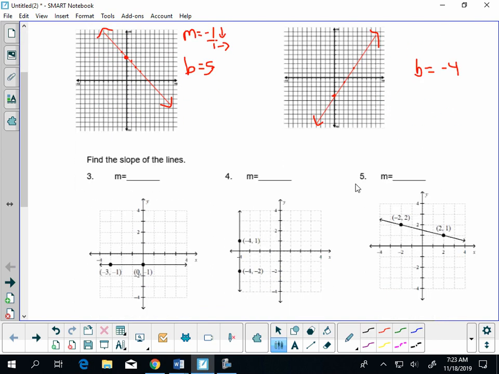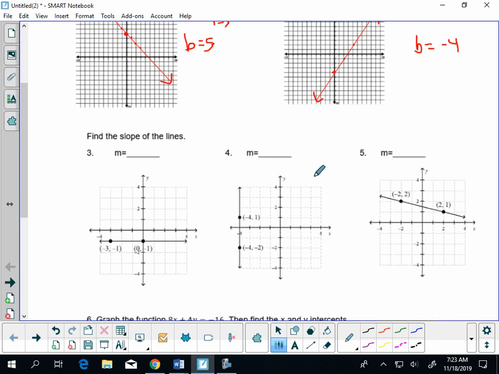All right, on number 3, there's a couple different ways that you could approach this. You could do your y2 minus y1. Actually, let's just do that for fun. x1, y1. Every ordered pair has an x and a y. x2, y2. And you need to know the slope formula. It won't be given to you on the test.